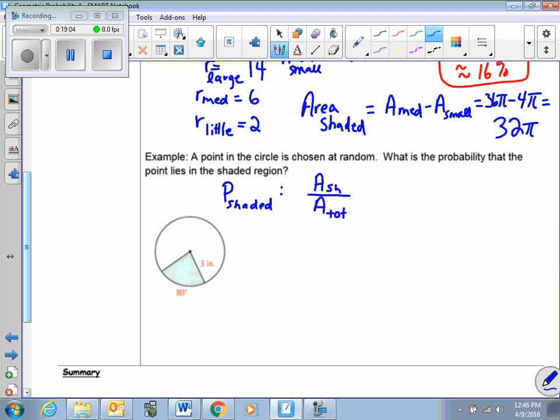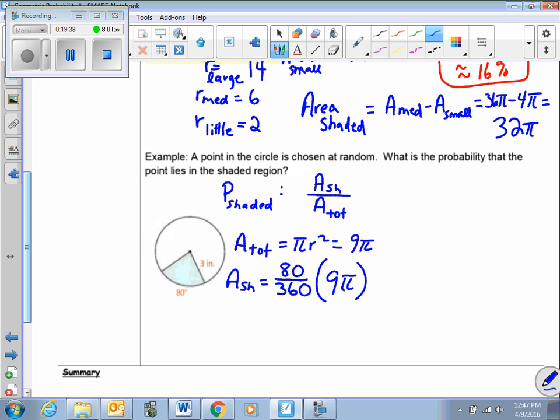So what do we got to do? Let's find our total area first. I always like to do that. Pi r squared, which is, let's see, our radius is 3 inches, so that's going to be 9 pi. There's our total area. We got an area of a sector here. So let's see, the area of the shaded region. So I know I got 80/360 of this whole circle. So there's the area of my sector, right?